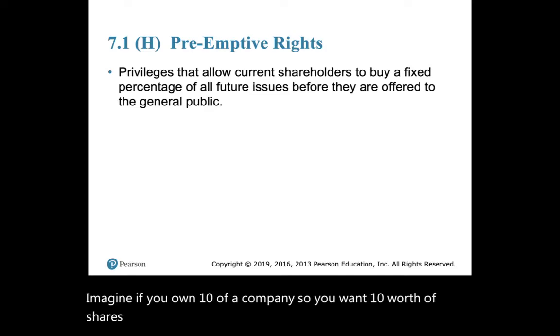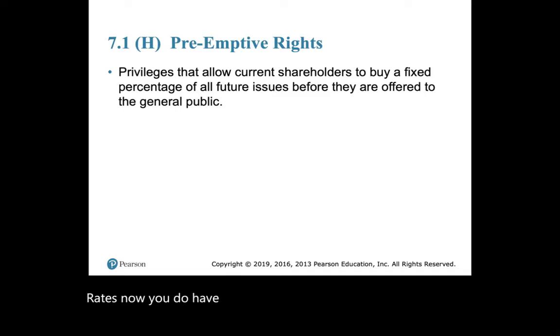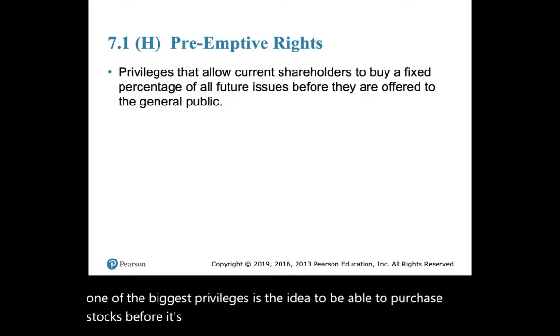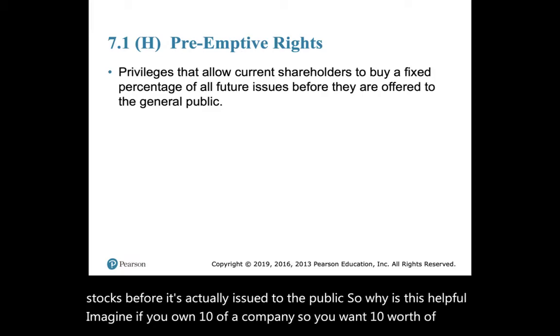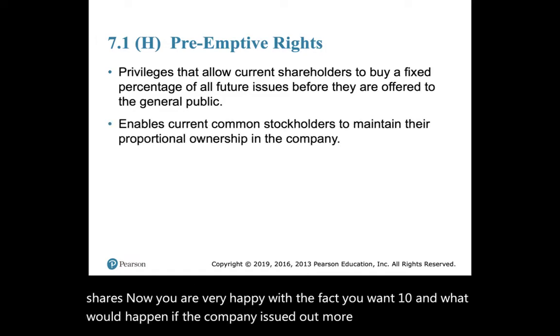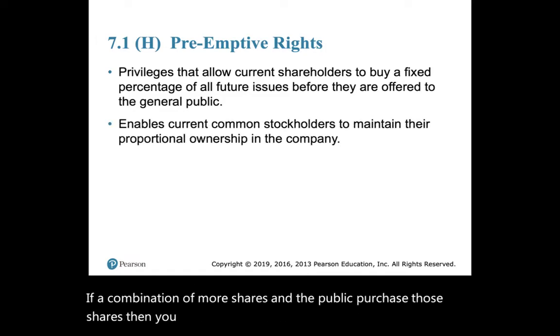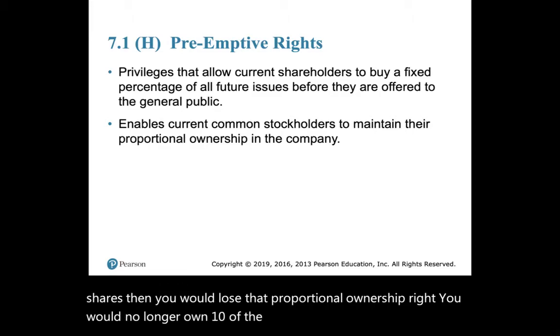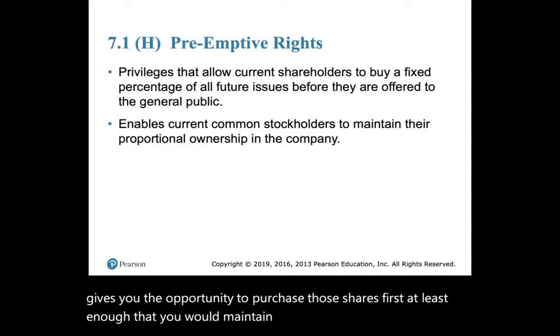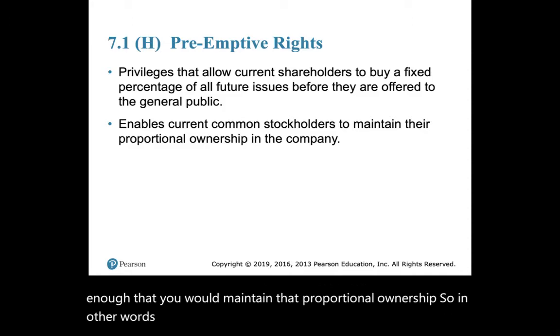Now you are very happy with the fact that you own 10%. And what would happen if the company issued more shares? Well, if a company issued more shares and the public purchased those shares, then you would lose that proportional ownership, right? You would no longer own 10% of the company. So this preemptive right gives you the opportunity to purchase those shares first, at least enough that you would maintain that proportional ownership. In other words, you get the opportunity to continue having that 10% ownership.